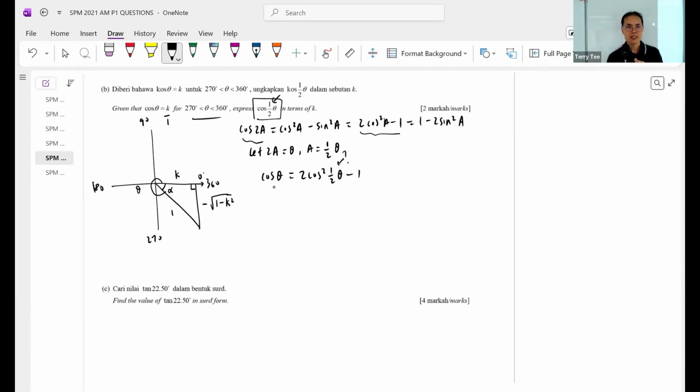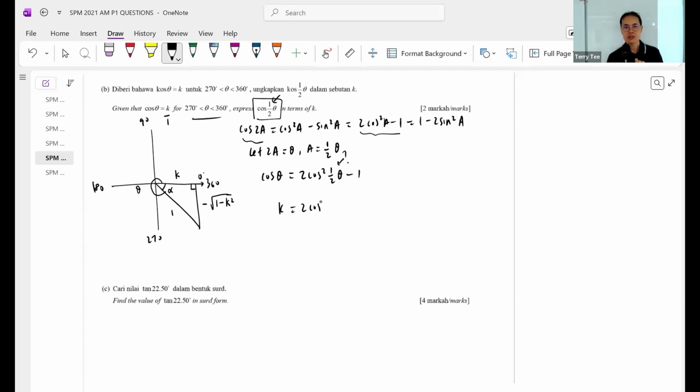Actually, I'm wasting my time. Do I really need to draw the triangle? Oh, actually no. I did it anyway, but there's no need. You don't need to draw this triangle. So cos A we know is k, right?